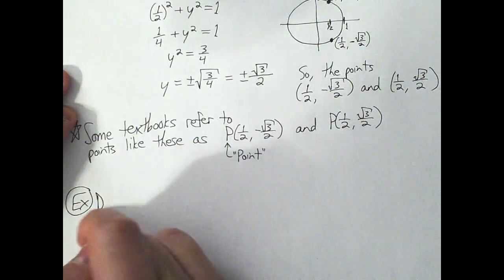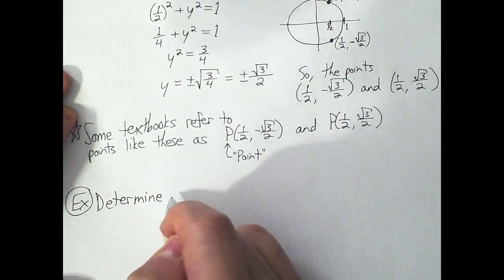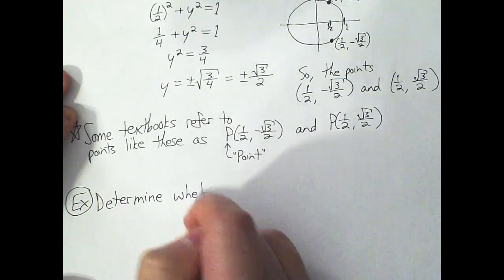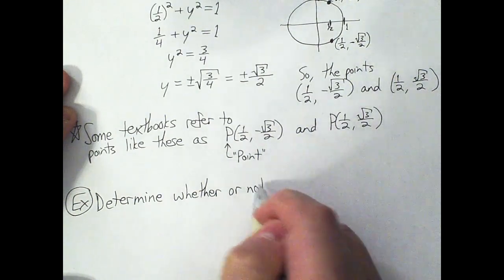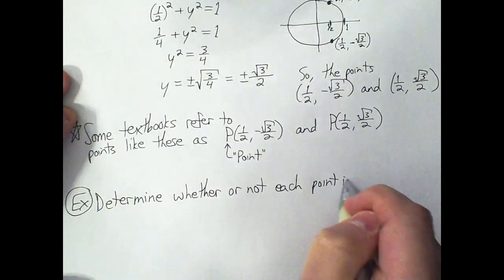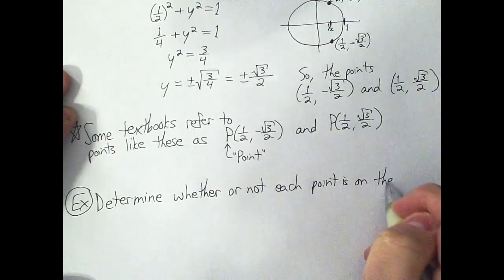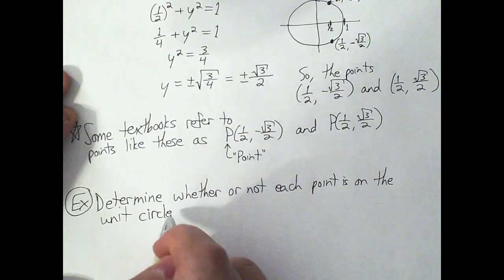All right, so there's already some questions that we could answer. So I'm going to show you a question with a few parts, and I'm going to do the first part for us, and then I'll give you a minute to try some of the other ones. So determine whether or not each point is on the unit circle. And I'm going to give a few points.